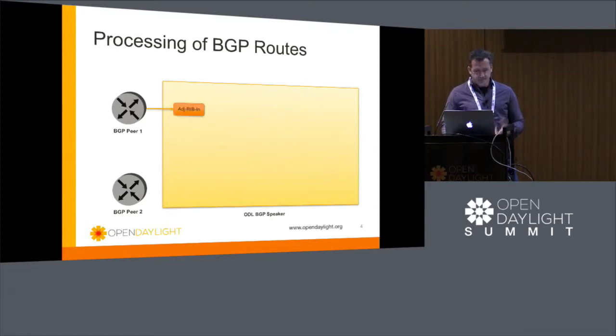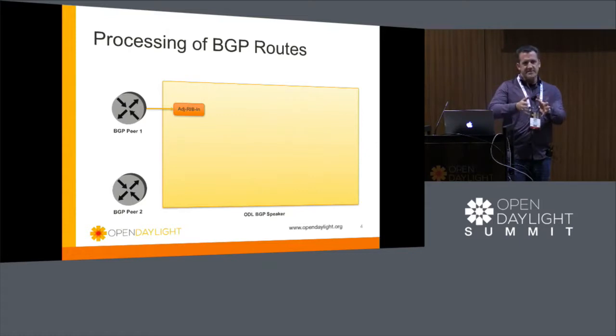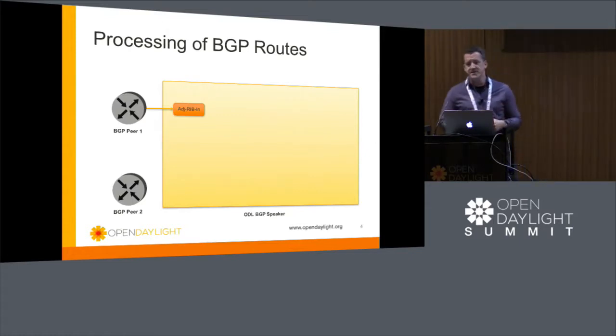So for each BGP peer that you have, you will have an adjacent ribbon. So this is absolutely standard BGP stuff that all routers do. The adjacent ribbon has every route you've learned from that peer. You apply an import policy.